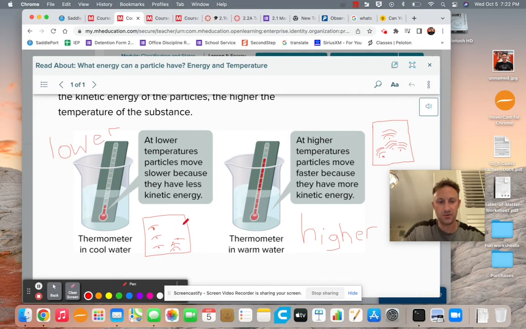So you can see this one over here is slower because it has one line of motion. This one over here has 3 lines of motion. You can go ahead and pause and pick this up and add as you need to.